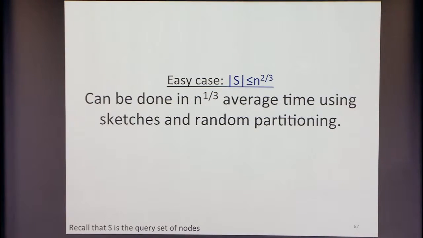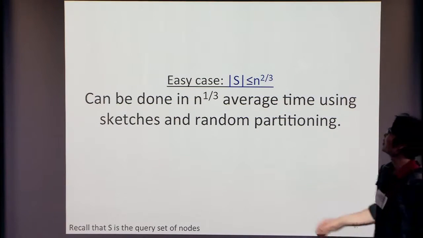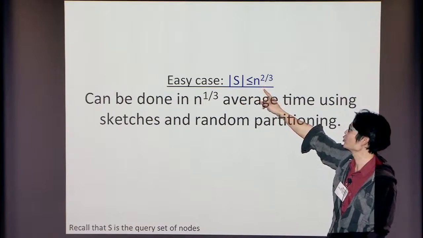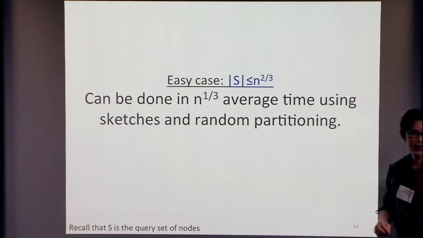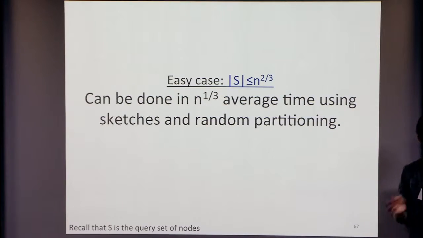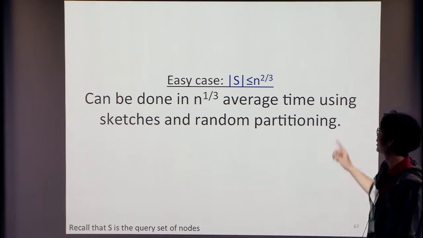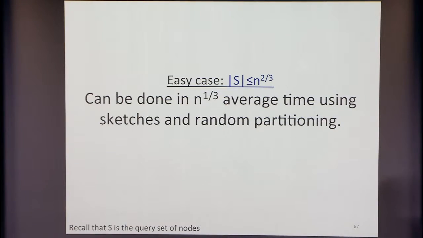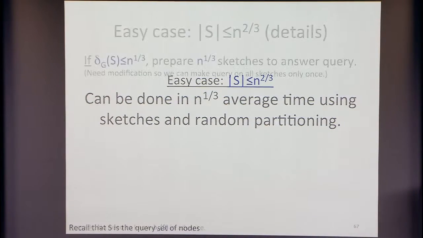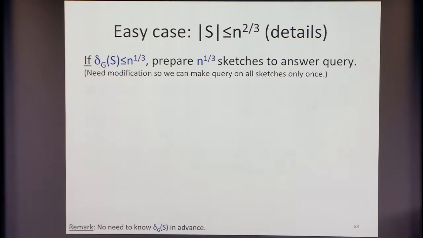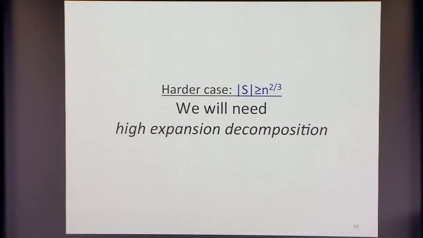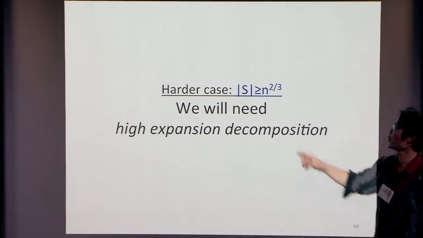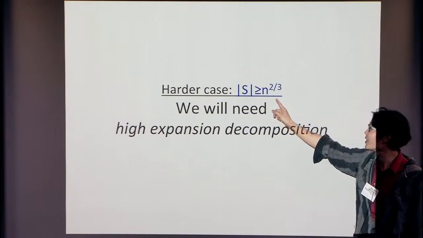So we will have basically two cases. The easy case, which I'm not going to go into detail so much, is when the query size is less than n to the 2/3. In this case, it's easy because you can just use previous techniques that we know, which are some sketches and some random partitioning technique. So it's pretty simple, so I'm going to skip the details here. And the main focus will be how to deal with the hard case, when the query is pretty large.